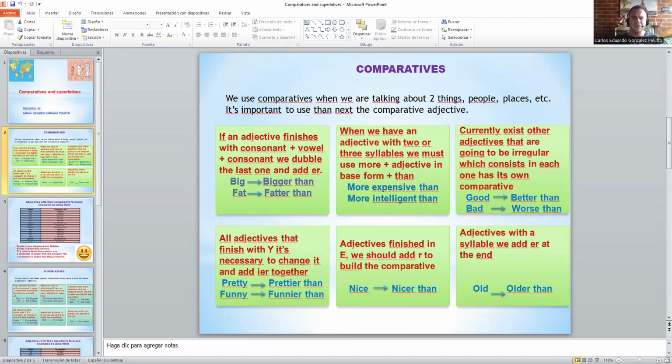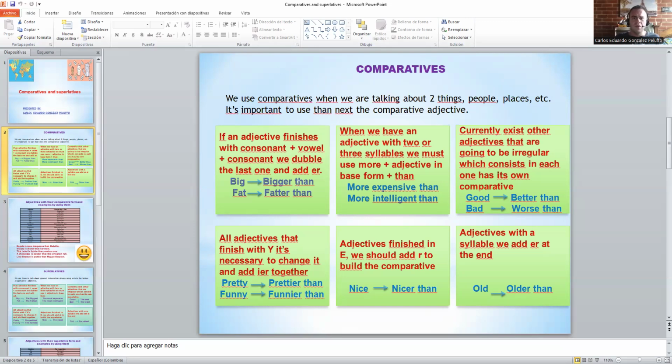If an adjective finishes with consonant, vowel, and consonant and is short, we double the last consonant and add ER at the end of this adjective. In this case, we say big. We use bigger because G is the last consonant of the adjective. Bigger than. Use the preposition than if you want to use comparatives. Don't forget that because it's essential. If you have two people, it's important to use it to avoid any mistakes.